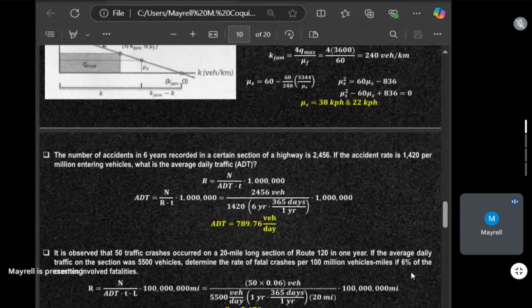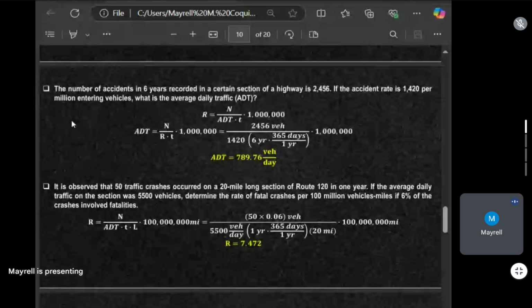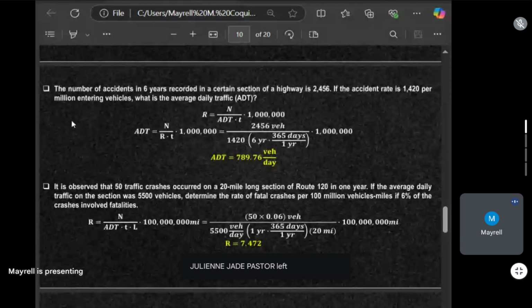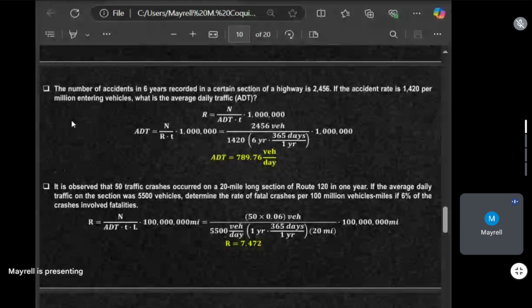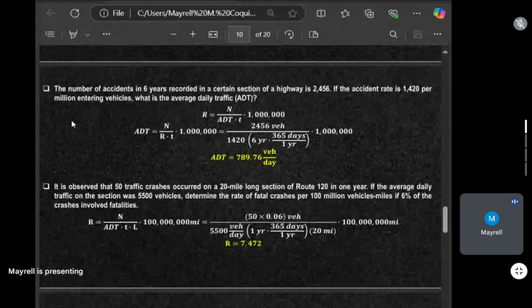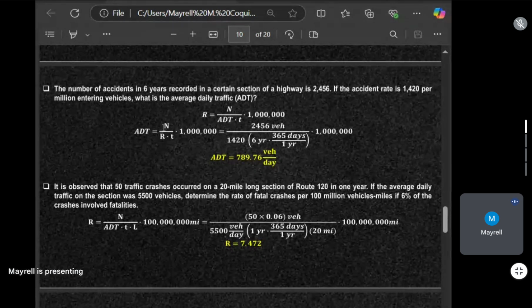Okay, another example. The number of accidents in 6 years recorded in a certain section of a highway is 2,456. If the accident rate is 1,420 per million entering vehicles, what is the average daily traffic? So you have the rate equals N over ADT times time, times 1 million, for this problem. We are looking for the average daily traffic, so ADT is equal to N over R times T, times 1 million.